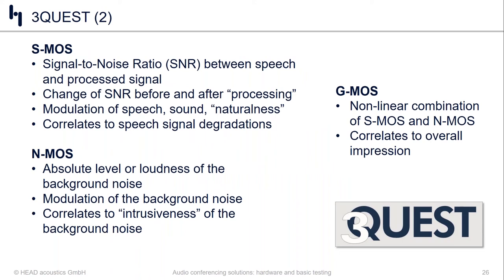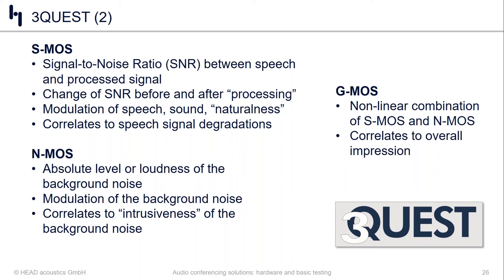And just from trying to convey this message, what it means in human terms is, if you're looking at SMOS, we're looking at not just SNRs and the improvement that you might get before and after the processing has been applied, but we're also looking at things like the modulation that's occurring to the speech, how the speech sounds, and the naturalness of the speech. This is a lot more than just intelligibility.